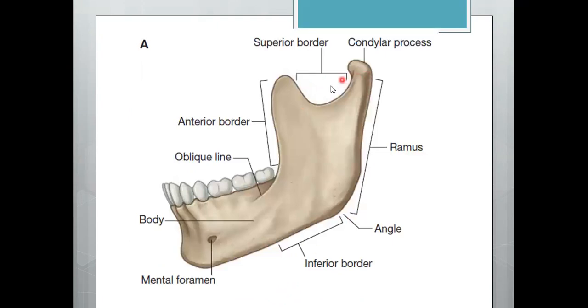So this is the superior border. This is the inferior border. This is the anterior border, and this is the oblique line, which is the continuation of the anterior border. So these two are notches. This is the condylar process of the mandible.